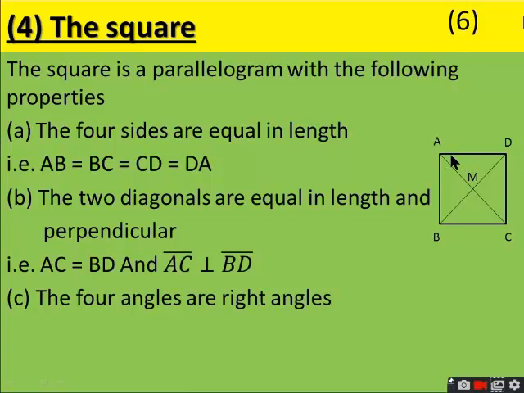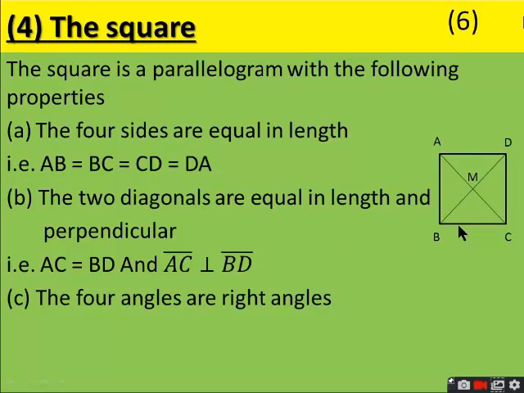The four sides are equal in length, which means the length of AB equals the length of BC equals the length of CD equals the length of DA. The second property: the two diagonals are perpendicular and equal in length. The two diagonals here, AC and BD: the length of AC equals the length of BD, and they are perpendicular. Perpendicular means the angle between them is a right angle.